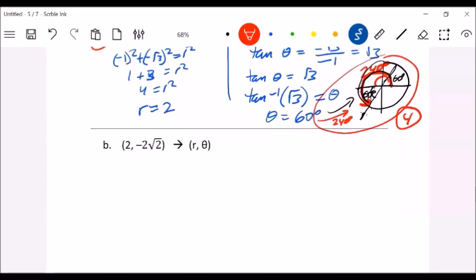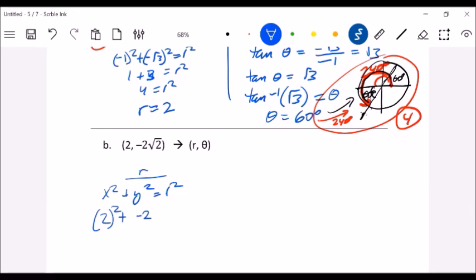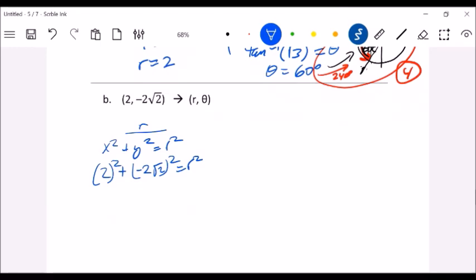Okay, welcome back. Let's find r. So it's x squared plus y squared equals r squared. 2 squared plus negative 2 root 2 squared equals r squared. So that's 4, and the negative 2 root 2 squared will be 4 times 2, which is 8. And that's because negative 2 root 2 times negative 2 root 2: negative and negative cancels out, 2 times 2 is 4, and square root of 2 times square root of 2 is simply 2.